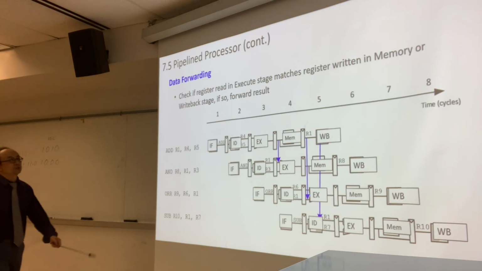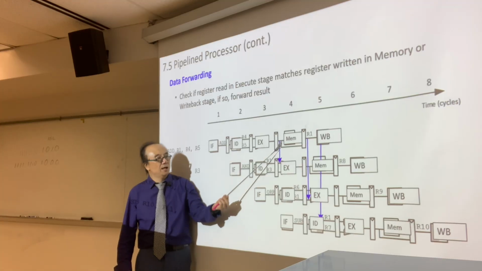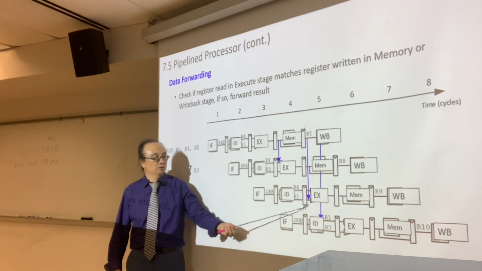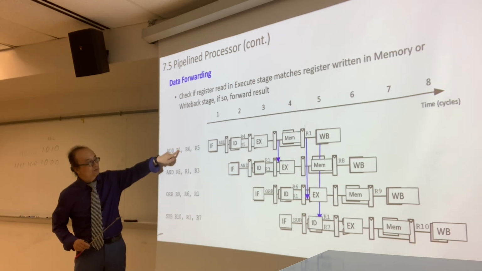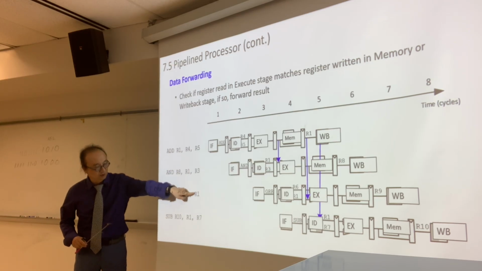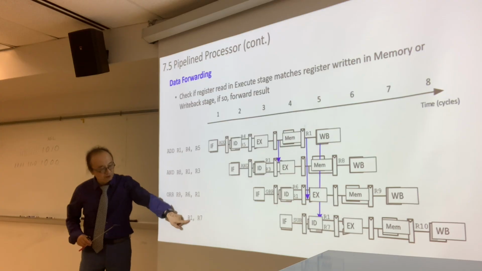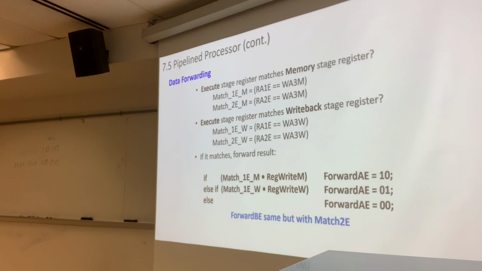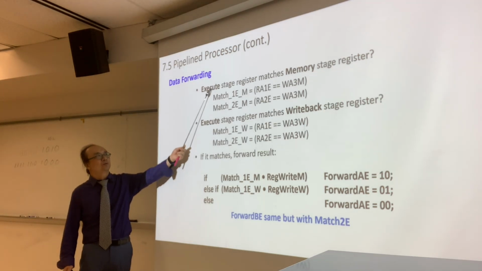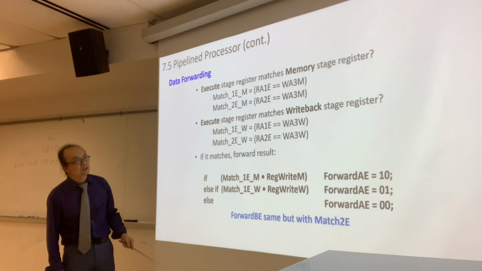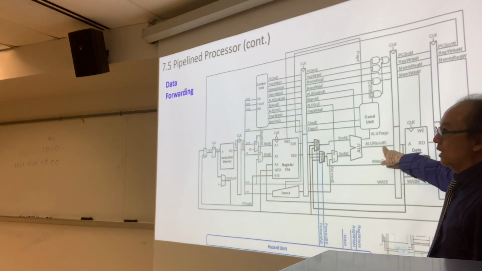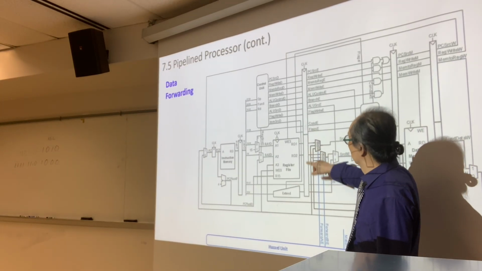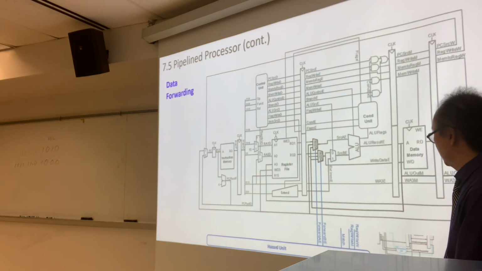There's a better solution, which is forwarding. So whenever we have the result available, forward it to here. Whenever we have a result available, forward it to here. So basically forwarding the result into here, forwarding the result into here. And forwarding the result into here, we don't have to, because again, that's at the same time. The book talks about all of these. Here's the forwarding unit. Whenever the result is available in this memory stage, we're gonna forward that into this EX stage. So how do we do that?